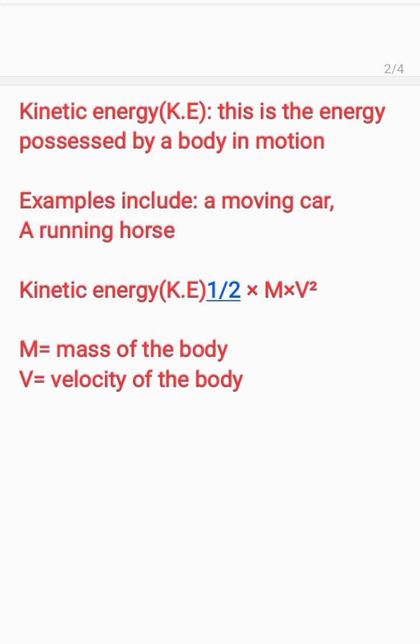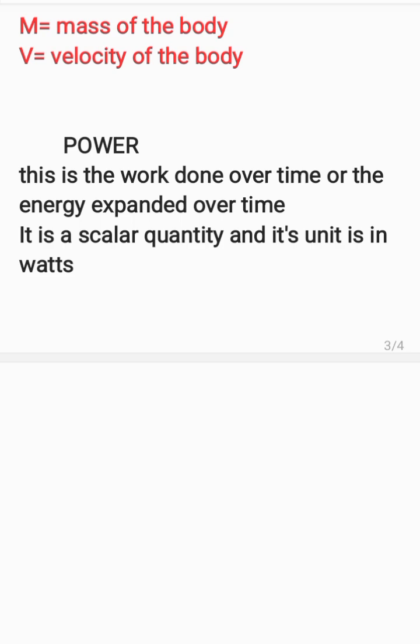Now, we move on to our next point in today's lesson. Power is the work done over time or the energy expended over time. It is a scalar quantity and its unit is watts. Now, let us talk about the formula for power, work done over time.